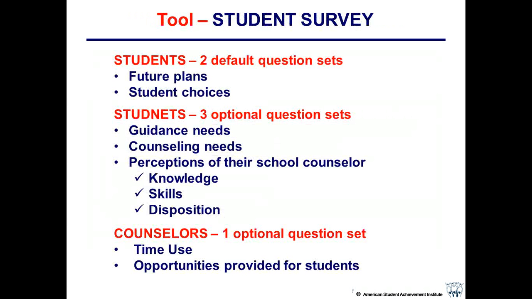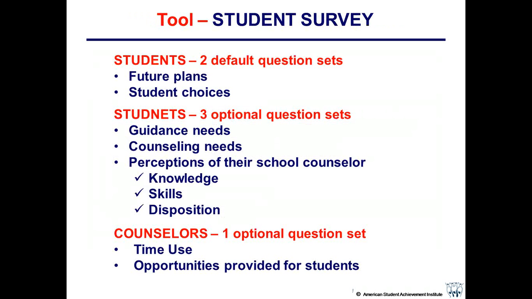Then there's also 3 optional sets of questions for schools doing RAMP. They have to do them for RAMP purposes. But we're also asking students about their guidance needs, their social personal counseling needs, and then their perceptions of their school counselor. So we're asking them what they think about their school counselor's knowledge level in academic, career, and personal social, the skills that they have in those areas, and then the counselor's dispositions. Does your counselor like students? Does your counselor have time for you? Those types of things. Those 3 question sets are optional.